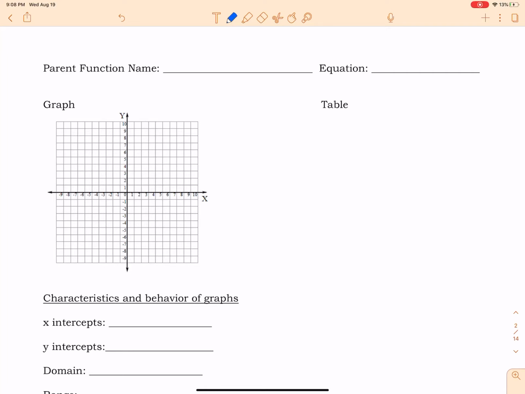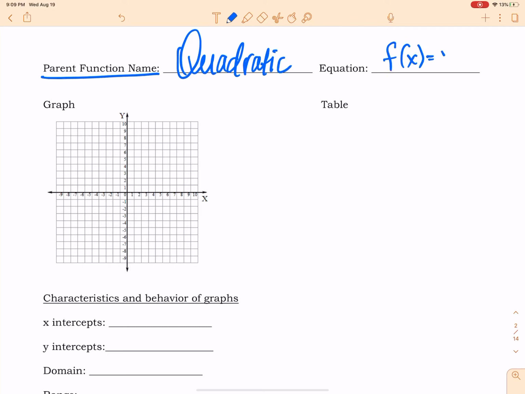Okay, babies, so we are looking at page 2 of your notes, and I'm just going to talk you through one of the parent functions so you'll get an understanding of what you need to focus on when you're studying your other parent functions. We are going to look at the quadratic function, and its equation, of course, looks like this, x squared. We're very familiar with this.